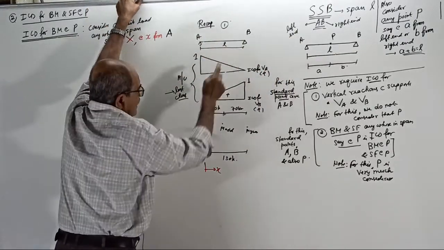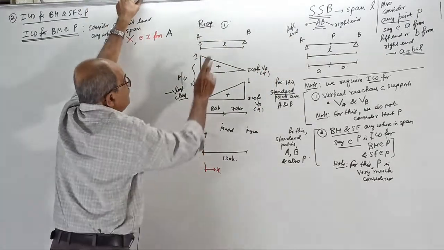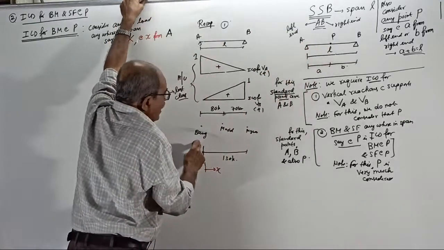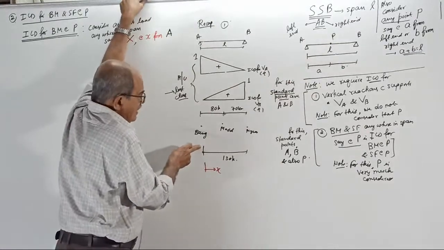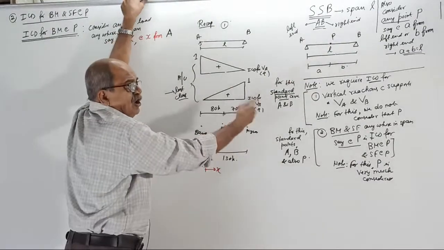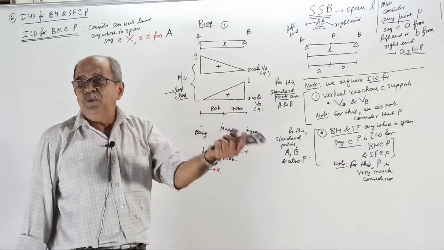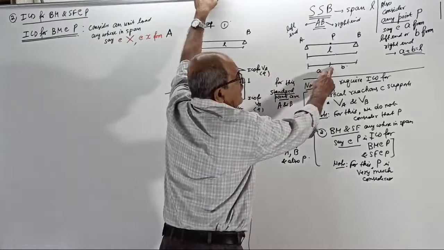X from A. Here the limit will be, if the load is between A and P, Bangalore and Maddur, you are anywhere between 0 to 80. When you cross over Maddur, you are anywhere at what? After 80, but before 130. Or, tell me here, limit.